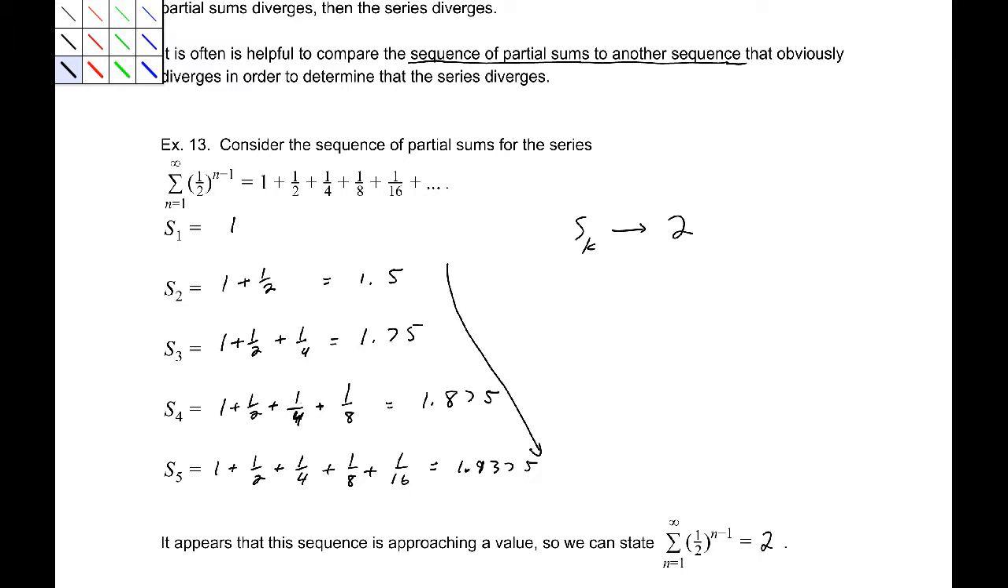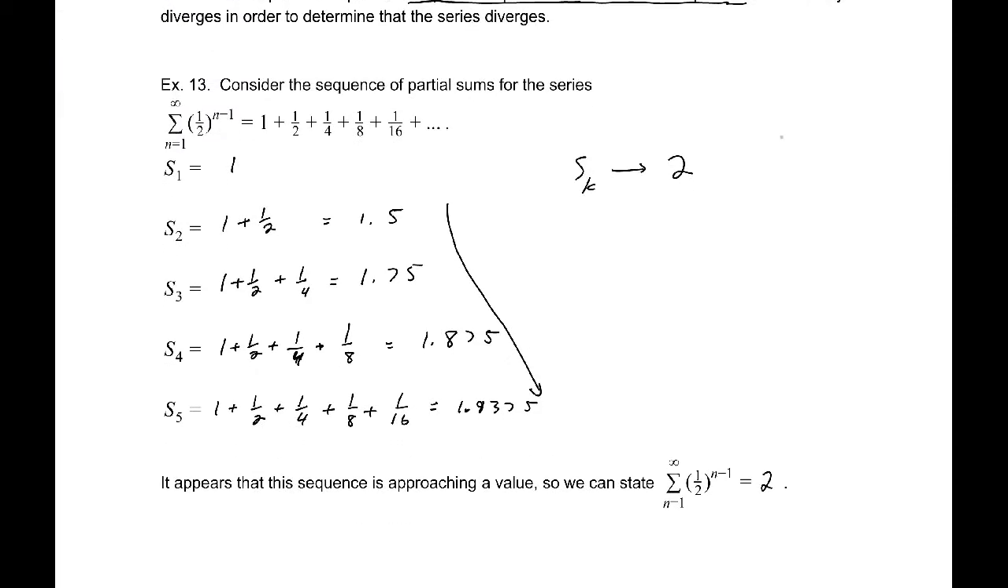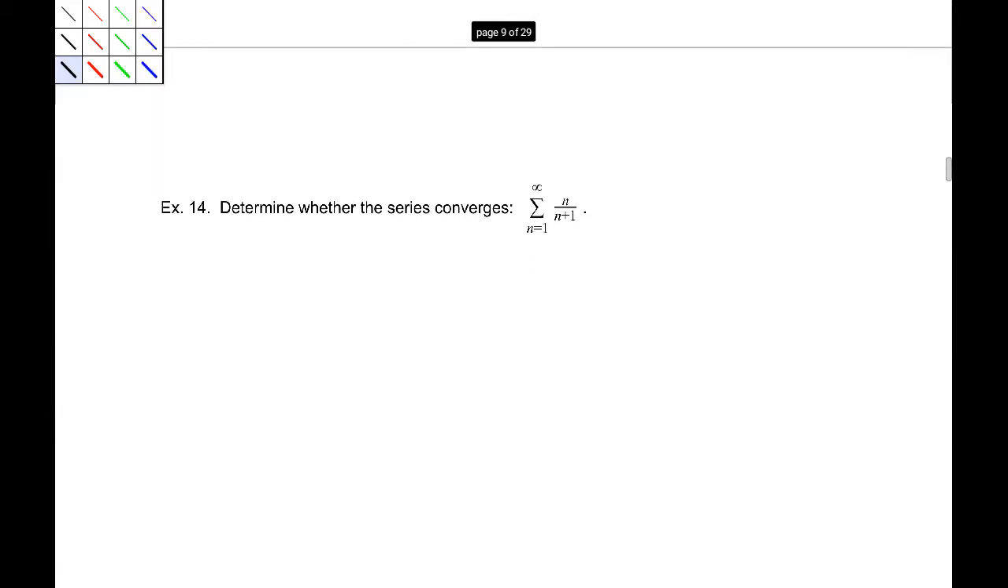Alright, let's look at another example. Determine whether the series converges. The sum from 1 to infinity of n over n plus 1. Let's first consider what this sequence is. The first term is 1/2. The second term is 2/3. The third is 3/4. 4/5. 5/6. And we have something that looks like that. Those are our terms.